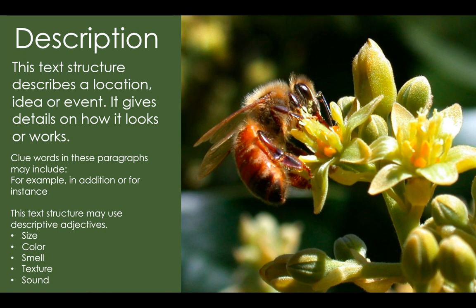Description text structure may use some descriptive adjectives. It may talk about the size or the color, the smell or the texture or the sound. If we were going to do a descriptive writing for the picture that you see here, you would most definitely want to include some of those descriptive adjectives. So that is description text structure.